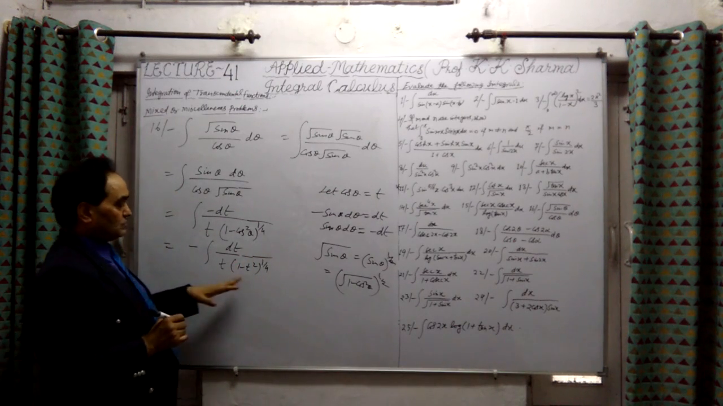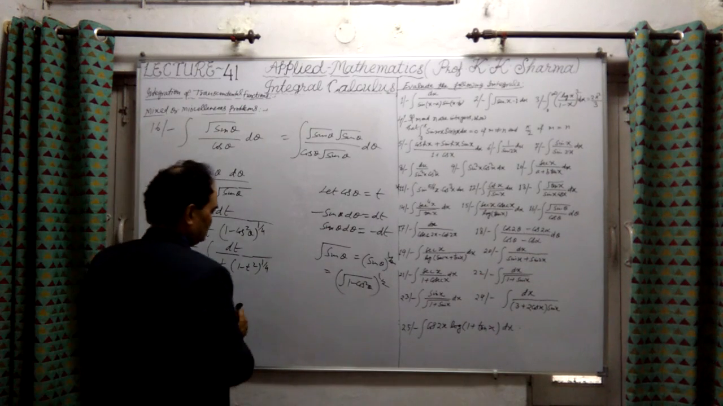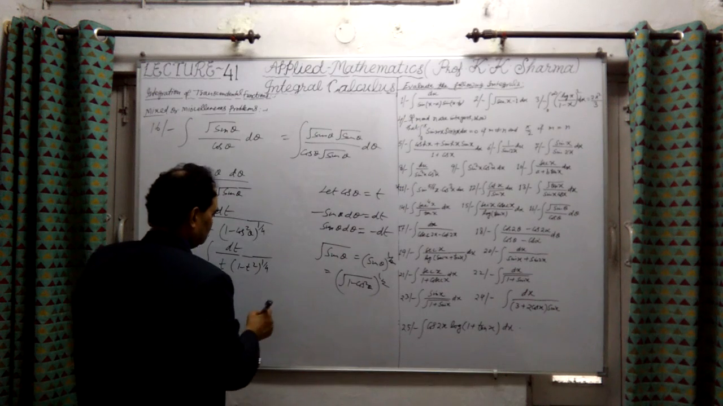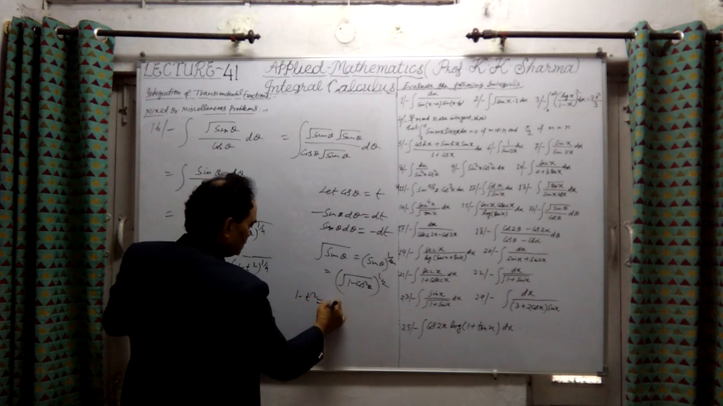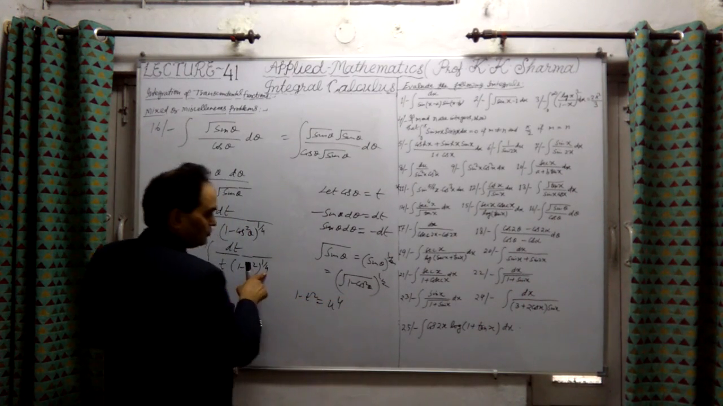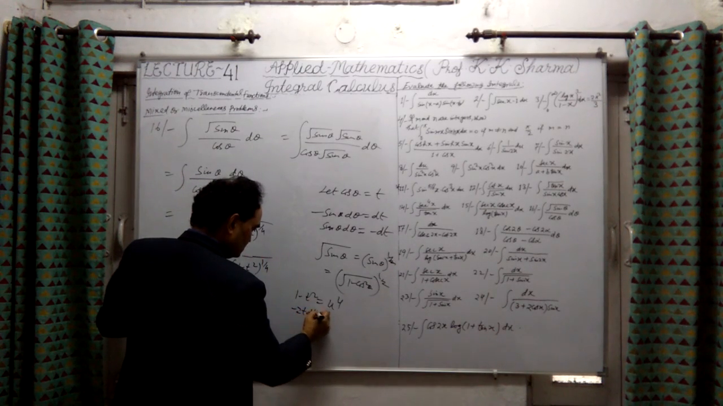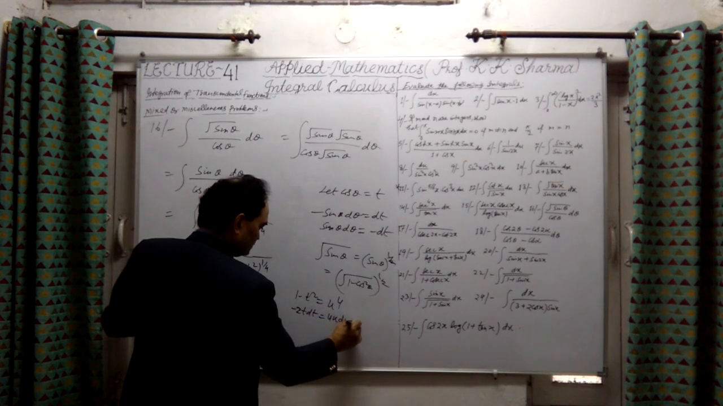Now let us substitute 1 minus t square equal to u^4 here. Okay, so that will be what? Now if I substitute 1 minus t square equal to u^4, the power is 4 here, so that means minus 2t dt equal to 4 u^3 du.